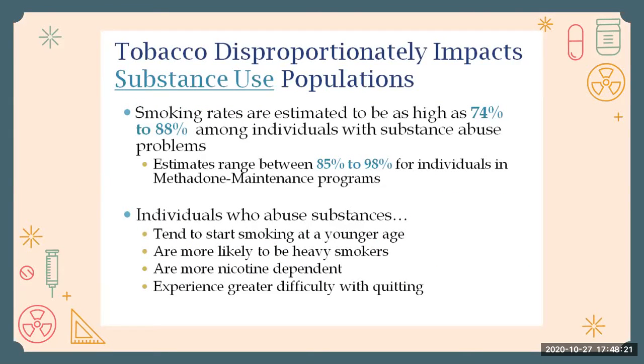Tobacco disproportionately impacts substance use populations. Smoking rates are estimated to be as high as 74% to 88% among individuals with substance abuse problems. Estimate ranges between 85 to 98% for individuals in a methadone maintenance program. Individuals who abuse substances tend to start smoking at a younger age, are more likely to be heavy smokers, are more nicotine dependent, experience greater difficulty when quitting. Next slide, please.